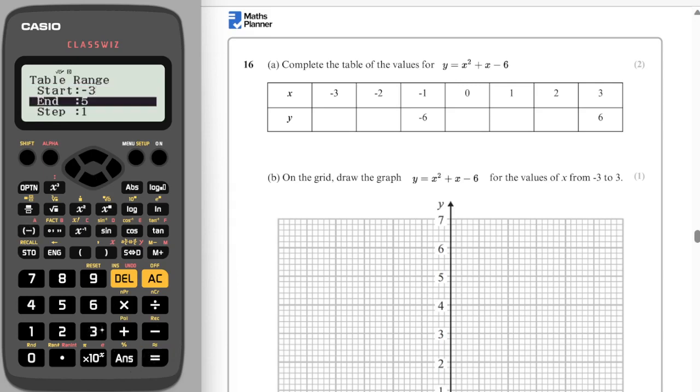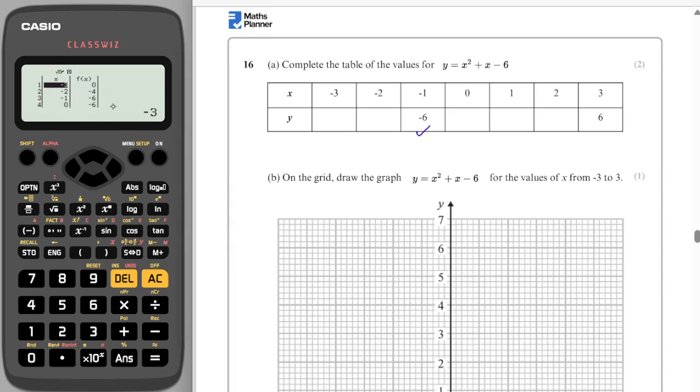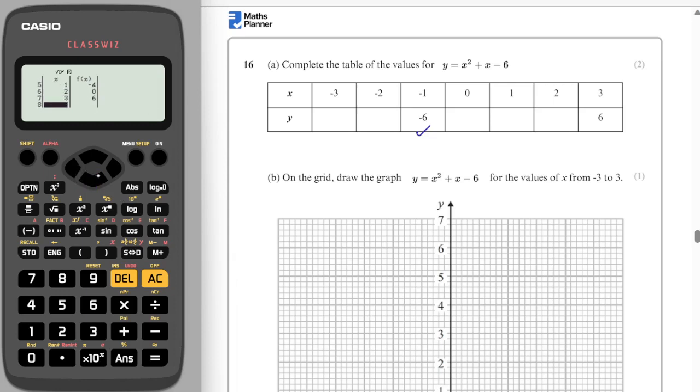And I want it to go up to 3, and I want it to go in steps of 1, so that will give me my values. Check with the ones that are from the table. So when x is -1, I should have -6, so that's correct. And then when x is 3, I should have 6, so that is correct. So good indicator that my equation has been typed in right.